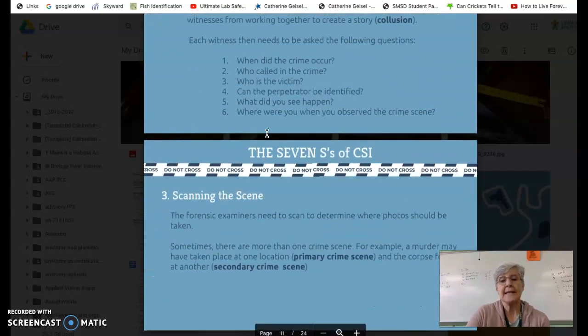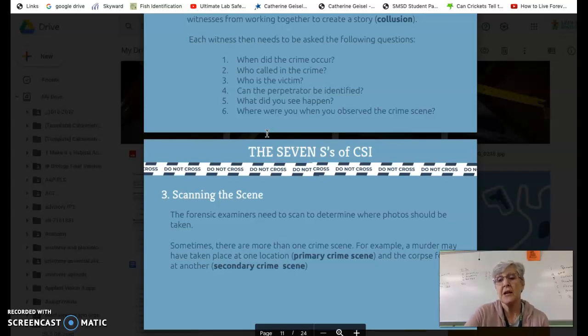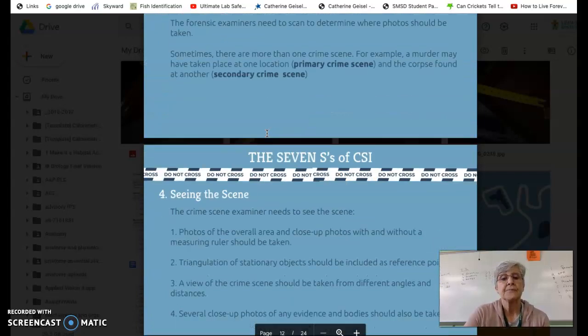Third one is scanning the scene. Forensics examiners need to scan to determine where photos could be taken. Sometimes there are more than one crime scene. We talked about this before. There can be a primary and a secondary crime scene. So the murder may have taken place at one place, which is the primary. Corpse may be found in another, which is the secondary. You may have that somebody was abducted and held someplace, which is the primary, and they are found in another location, which is called secondary.